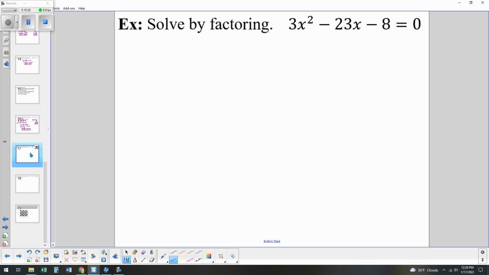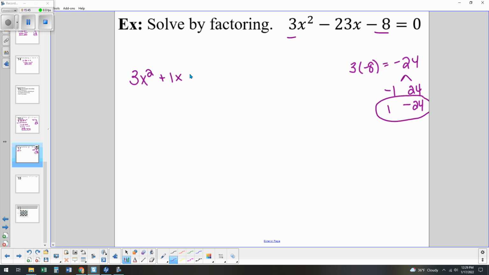Let's do another one together. So 3 times negative 8 is negative 24. Things that multiply to negative 24, we know it's negative, so it has to be a positive and a negative, like negative 1 and 24, or 1 and negative 24. And we already have the set, right? 1 and negative 24 adds to negative 23. So 3x squared plus 1x minus 24x minus 8.